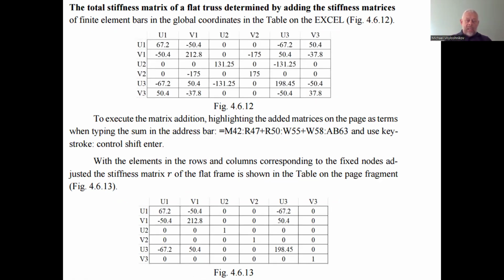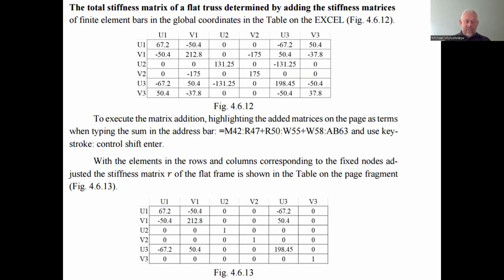After that, we have to account for the impact of the fixed nodes. The second node is supported by the fixed hinge, and so it does not allow displacement in the direction of abscissa and ordinate. And we have the third node supported by a sliding hinge. It does not allow displacement of the node along the ordinate axis only.